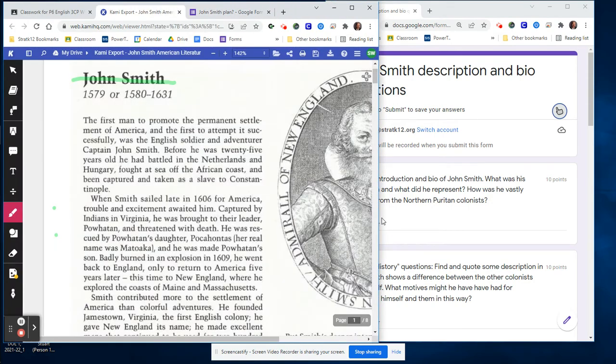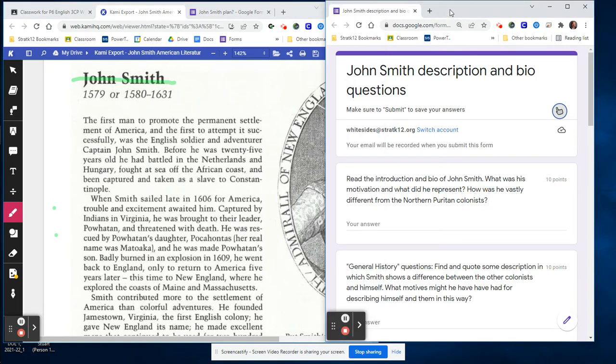Why am I going to open the two at the same time? So that I can look at the question before we read. The first question says, read the intro and bio of John Smith. What was his motivation? And what did he represent? How was he vastly different from the northern Puritan colonists?